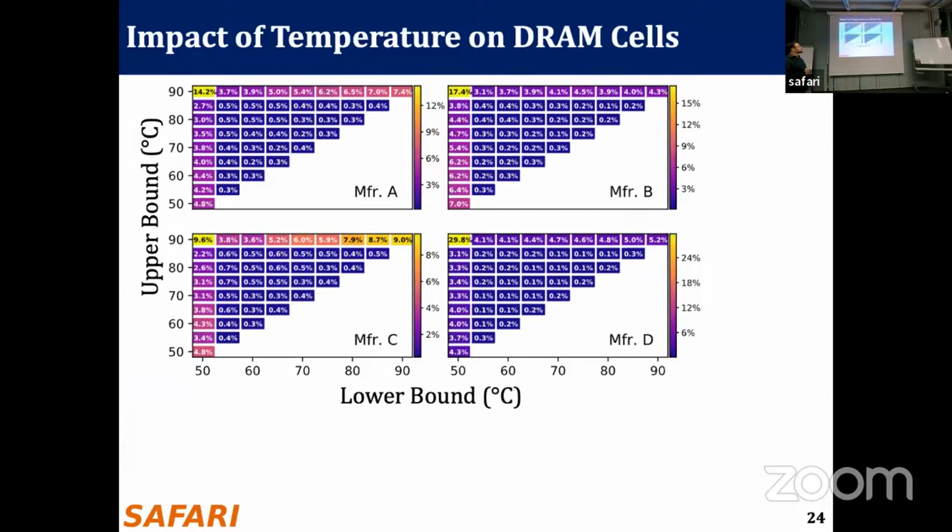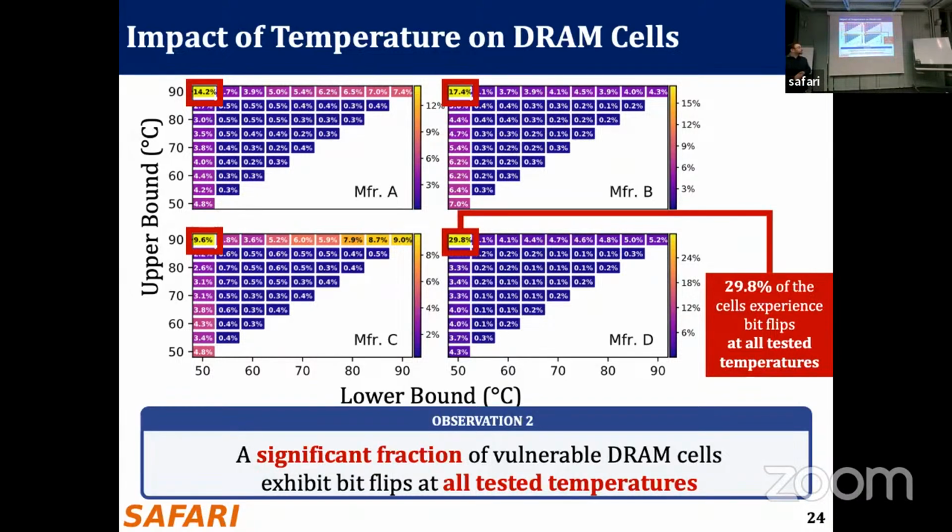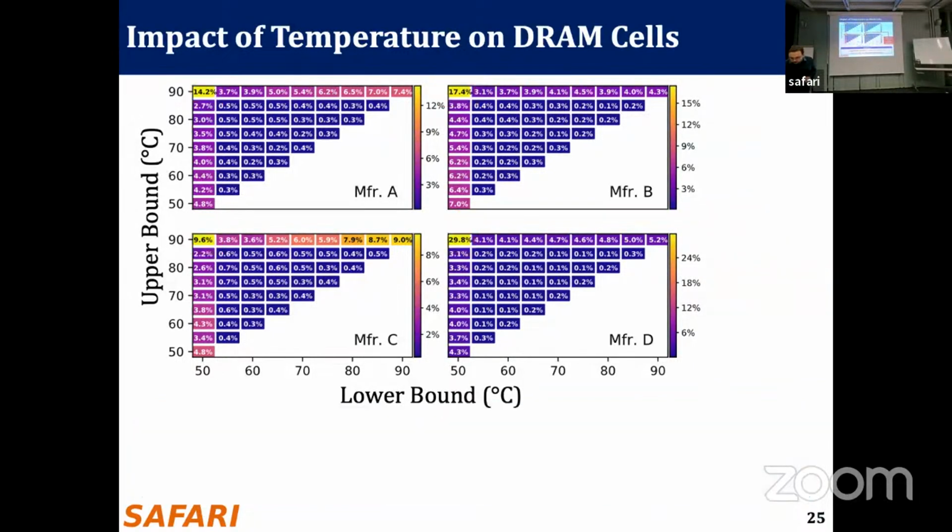So this is the plot for all four manufacturers that we test. And we observe that in the upper left, we have a great fraction of DRAM cells. These cells are vulnerable to RowHammer at every single temperature that we test, from 50 to 90. They can even be vulnerable below 50 or beyond 90, but we do not know that. They are vulnerable to RowHammer at all tested temperatures.